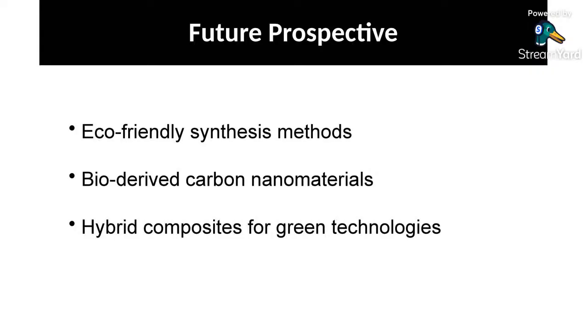So what is the future perspective? We have to synthesize new carbon-based nanomaterials or new technologies with eco-friendly synthesis methods. We have to develop them. Then we have to develop bio-derived carbon-based nanomaterials. There are many bio-derived nanomaterials currently in the research community, but these processes are still far from complete research or a complete product. Then hybrid composites for green technology. We have to produce some composite materials for greener technology for sustainable development.